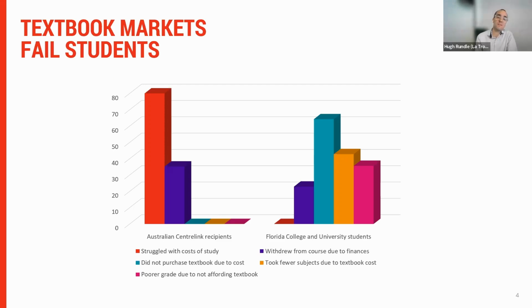Nearly 43% took fewer courses because of textbook costs. Nearly 36% said the high cost caused them to earn a poor grade, presumably because they didn't buy the textbook. And nearly 23% said they had to drop a course. So this is obviously very bad for students. It's very bad for social equity, and it's also very bad for universities if they want to retain and graduate students.